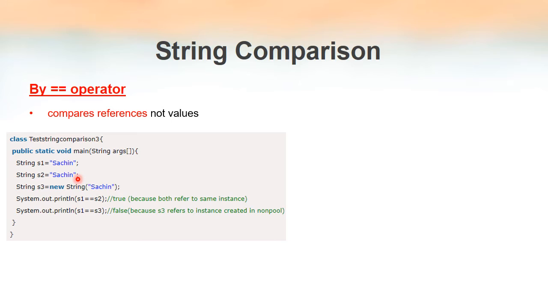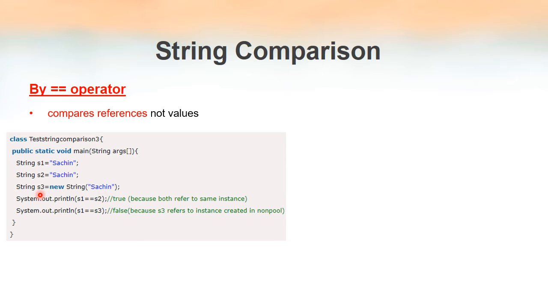When we write string S2 is equal to Sachin, again JVM searches inside the Java string constant pool to see whether a word named Sachin already exists. Since a word was created at the previous line of code, when we execute this line, JVM will find that the word Sachin already exists. So now S1 and S2 will be pointing to the same word Sachin. There will be only one word Sachin inside the string constant pool, but two references, S1 and S2.